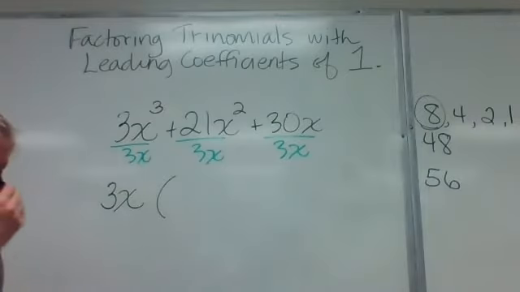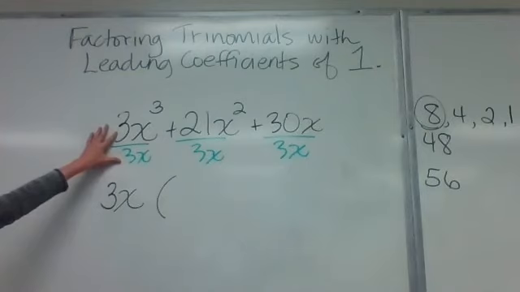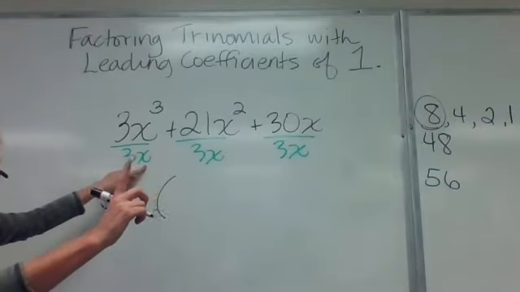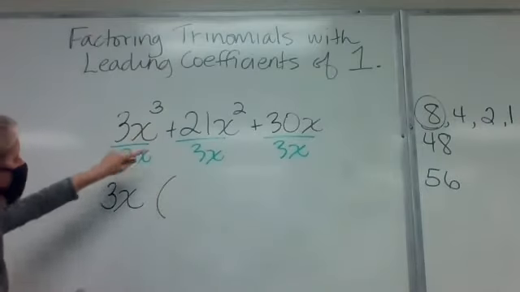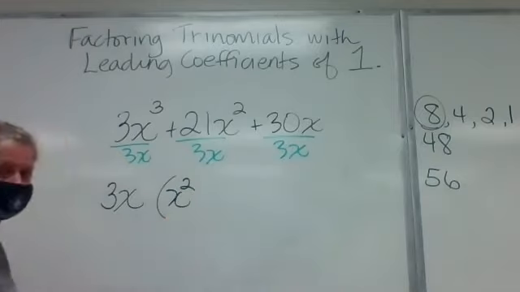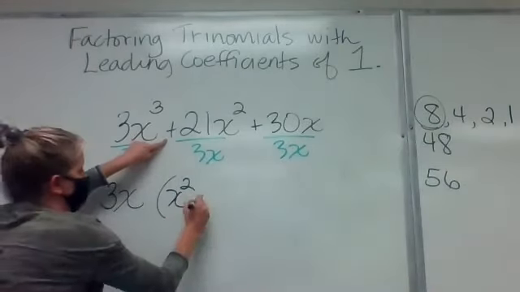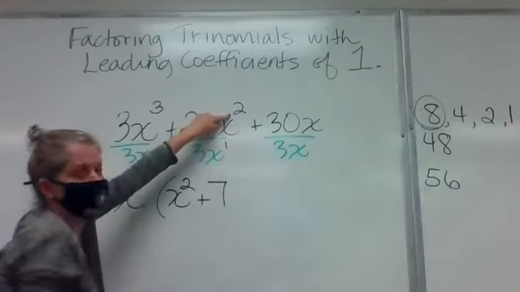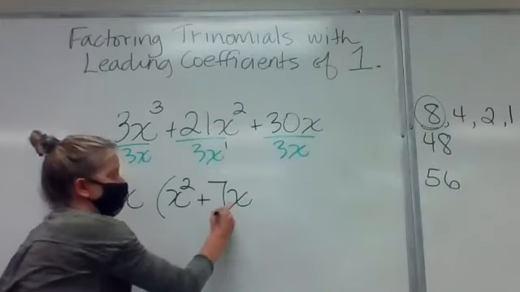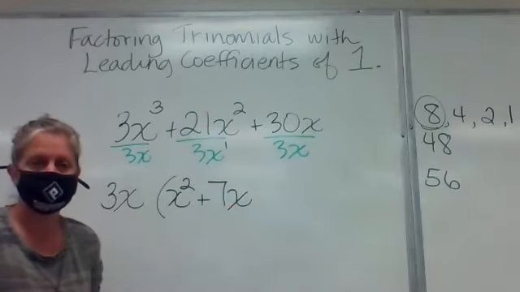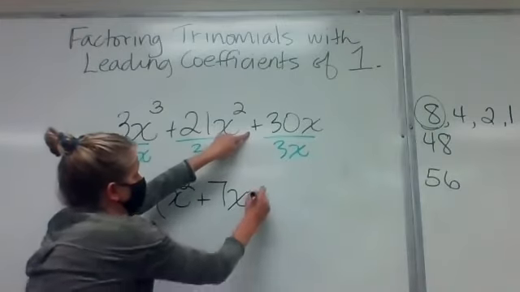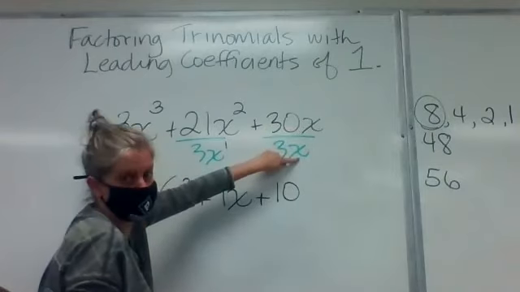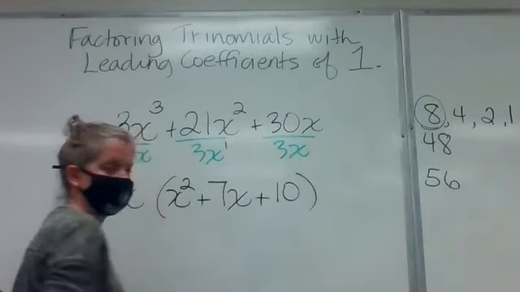So let's see what's left. I pulled out the 3. I had x cubed, but I pulled out x1. So remember, you subtract those exponents, which means you have x2 left, plus 21 divided by 3 is 7. You had x2, but you pulled out x1, so you still have x left, plus 30 divided by 3 is 10. I had an x, but I pulled it out, so I don't have any x's left.